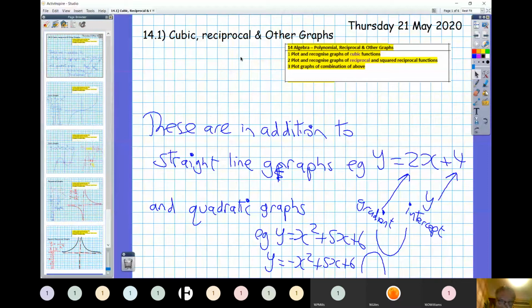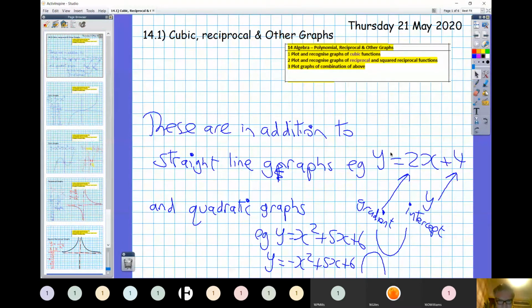So before we look at these other types of graphs, let's just remind ourselves about the ones that we are familiar with. If we get something like y equals 2x plus 4, that really falls into the bracket of being like y equals mx plus c. We know that's a straight line graph where 2 represents the gradient, the positive number, so it would be going up from left to right, and the intercept on the y-axis would be plus 4. So we're very familiar with straight line graphs. Done lots of work on y equals mx plus c.